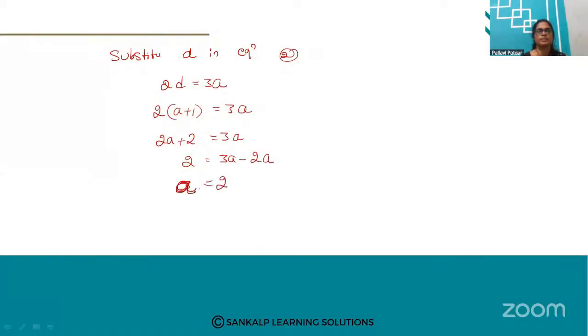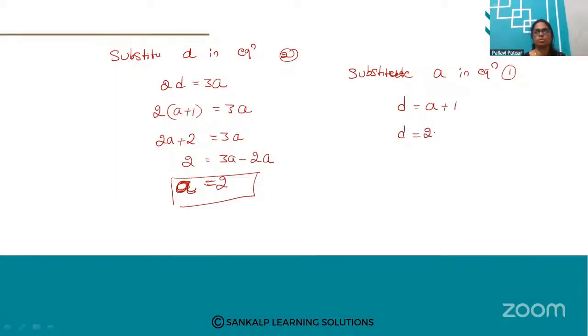Okay. So the first term ಏನಾಗುತ್ತೆ ಹೇಳಿ 2 ಬರುತ್ತೆ. So ಈಗ ನಾವು A ನ ನಾವು equation 1 ಅಲ್ಲಿ substitute ಮಾಡೋಣ. Substitute A in equation 1. So D is equal to 2 plus 1. So D is equal to 3 ಆಗುತ್ತೆ. Okay. So the common difference is 3 and the first term A is 2.